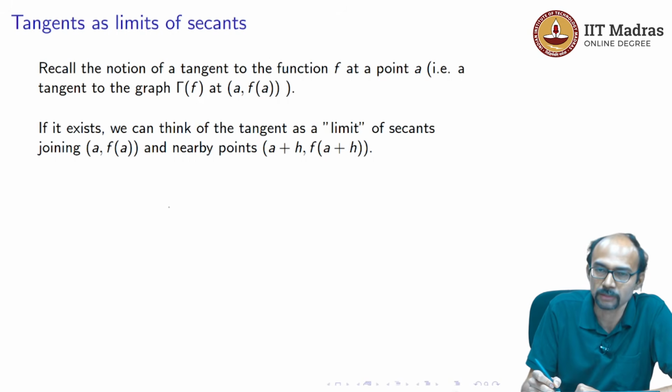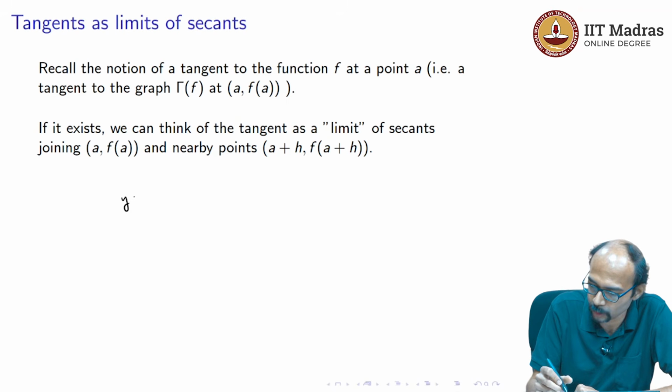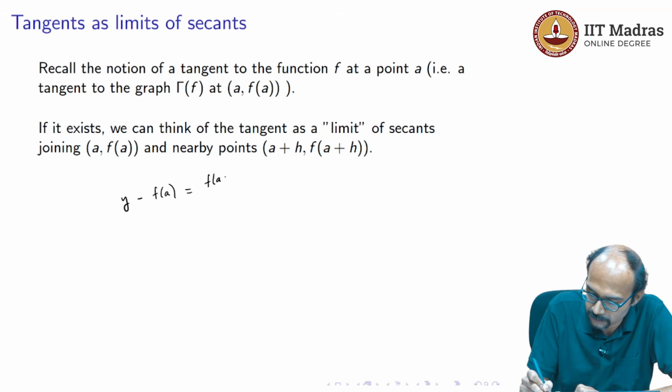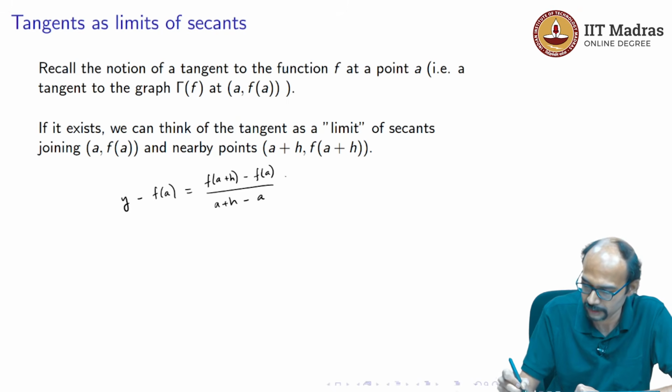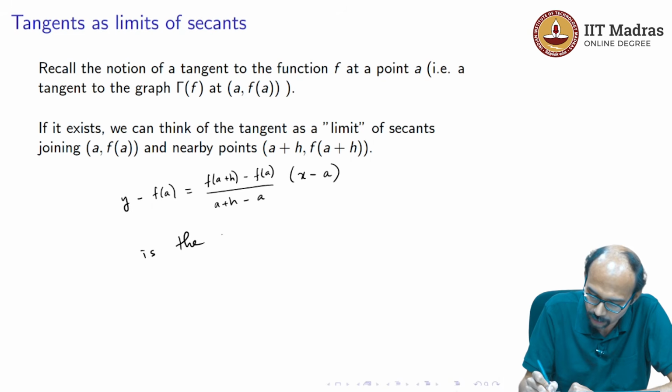In Maths 1 you must have studied how to write down the equation of a line which passes through 2 points. So the equation of this line is going to be y minus f of a is equal to slope times x minus a. What is the slope? The slope is f of a plus h minus f of a divided by a plus h minus a. This should ring a bell. So this is the equation of the secant.